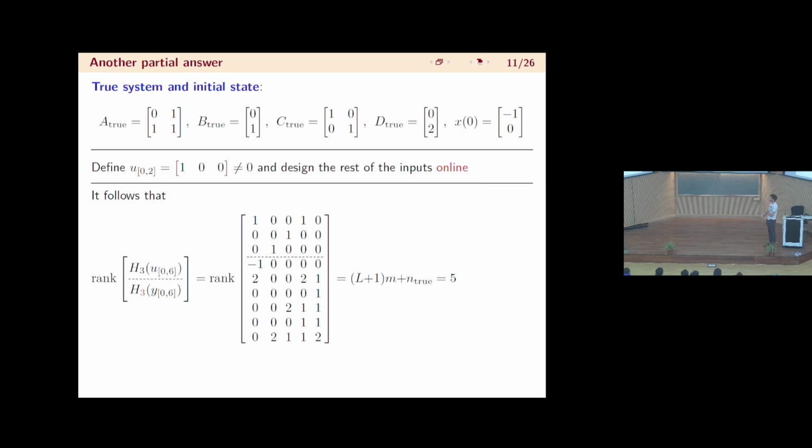And then we get the following result, namely the data up to time 6 satisfy this rank condition, namely that the rank of the input-output Hankel matrix is 5. And from here, again, we can identify n true.